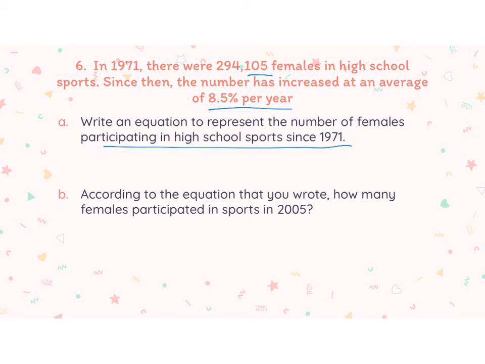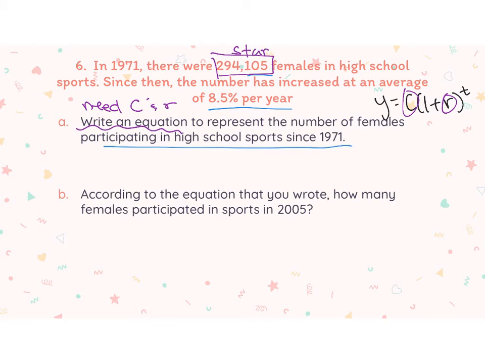So what we have to figure out, because here's our standard form, y equals c times 1 plus r raised to the t power. When we are writing an equation, that means we need C and R. We need this and we need that, okay? So I need to look for those two things. First of all, I see this number right here. This is my starting amount. Your starting amount is that 294,000. Okay, so in other words, that's your C.